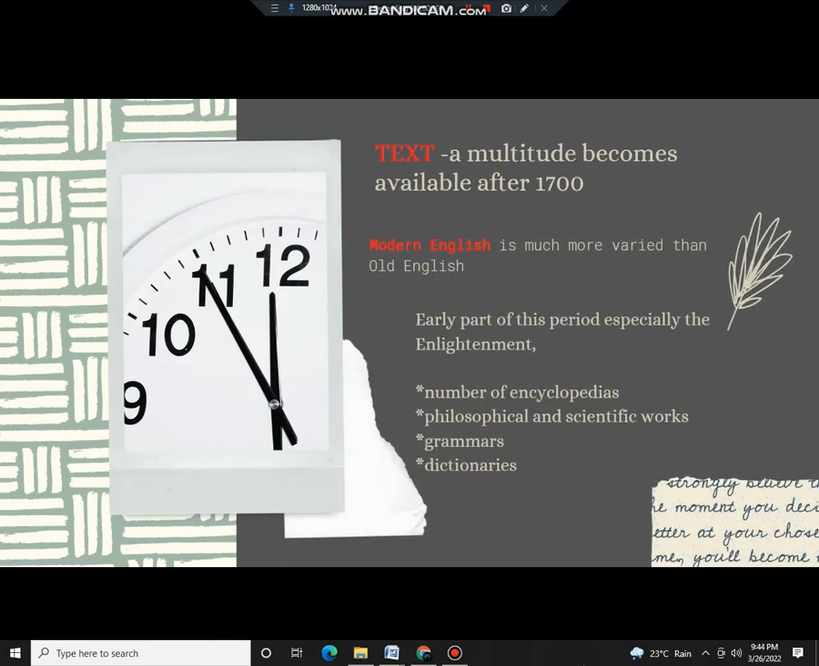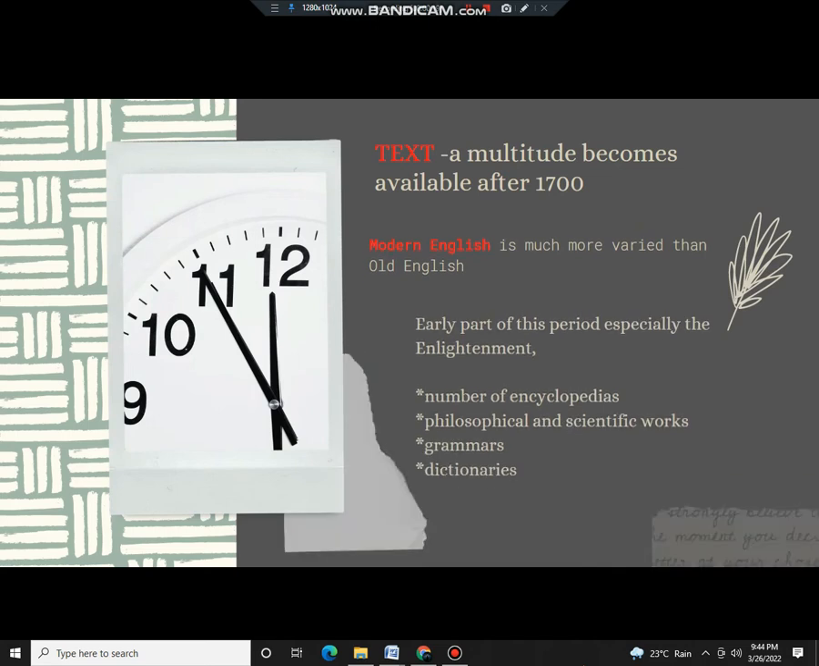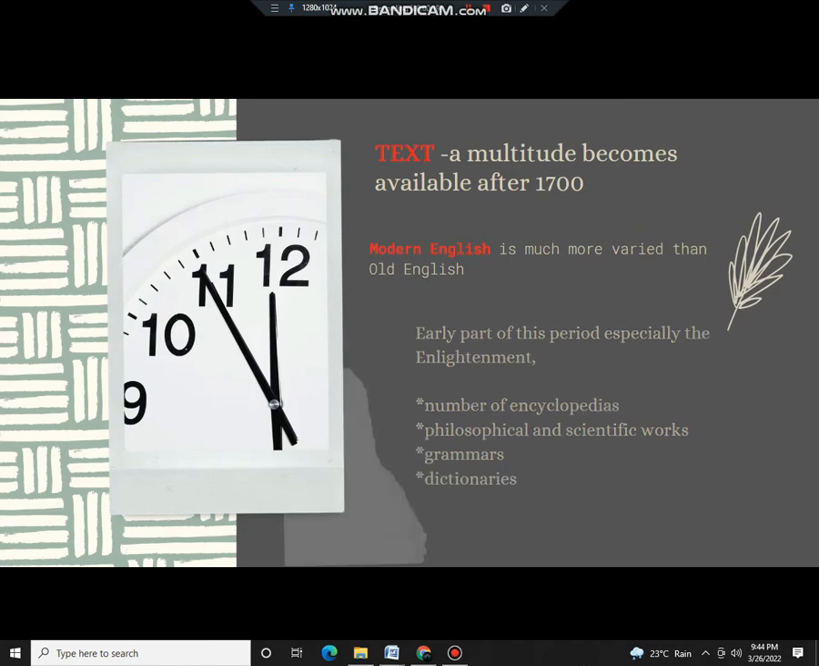So texts in a multitude of forms become available after 1700. So modern English is much more varied than Old English. There are many varieties of spoken English during this time. Newspaper articles, advertisements, emails, formal writings, and etc. So the early part of this period, especially the Enlightenment, okay, take note, the Enlightenment period, they produced a number of encyclopedias, philosophical and scientific works, grammars and dictionaries, and so on.